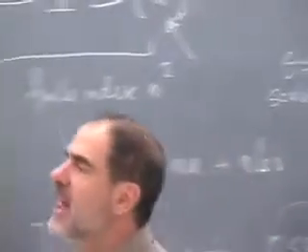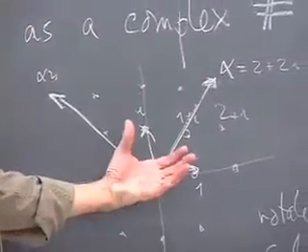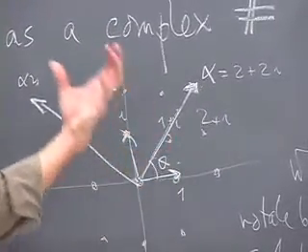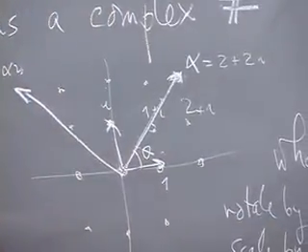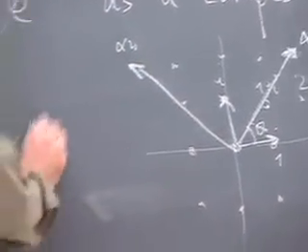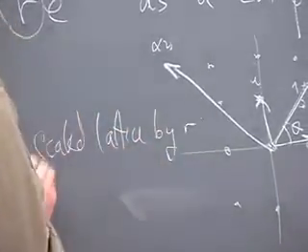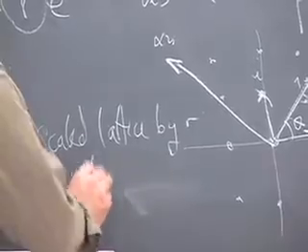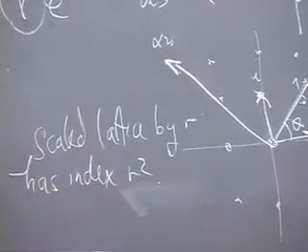And when you scale a lattice by a factor, and you're a lattice in the plane, then the sublattice you get has index that factor squared. So that's why this scaled lattice by r has index r squared. And that's why the index turns out to be delta of alpha.